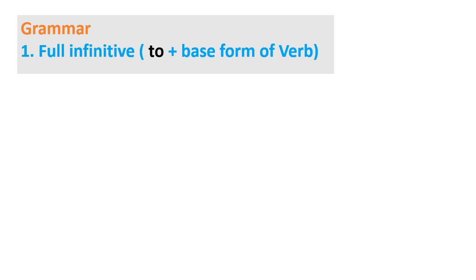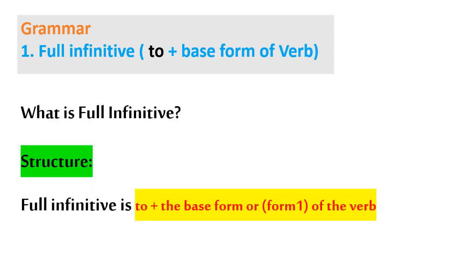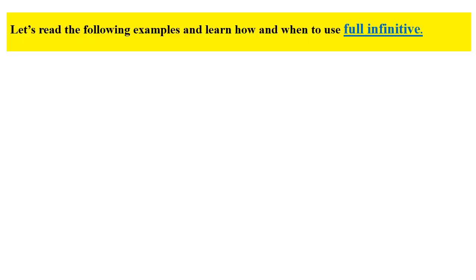Part 1. Full infinitive. What is full infinitive? Of course, full infinitive is to plus the base form of the verb. So we have to plus form 1 or the base form of the verb. Let's read the following examples and learn how and when to use full infinitive.